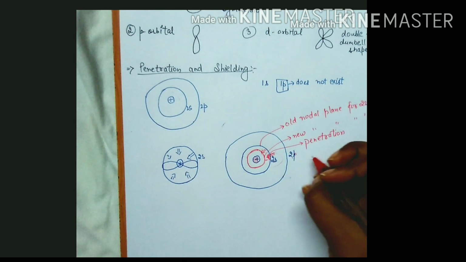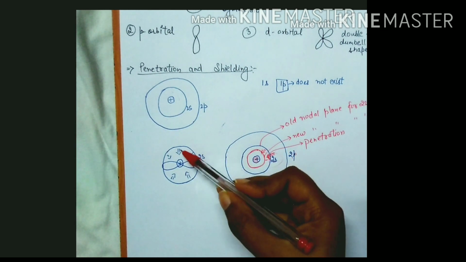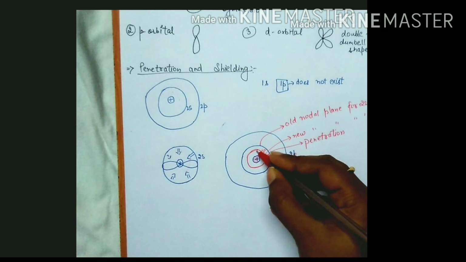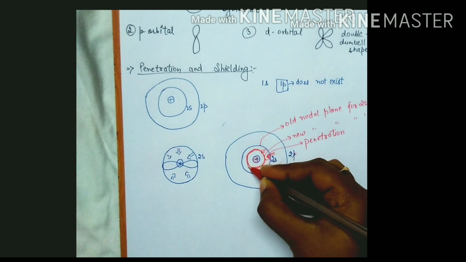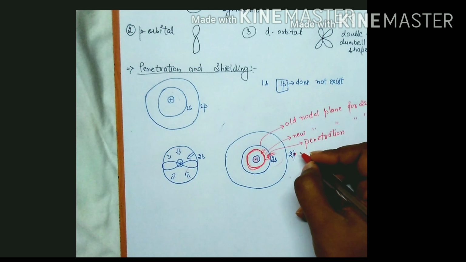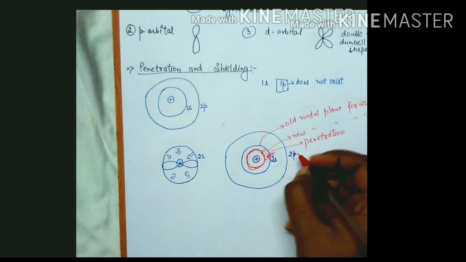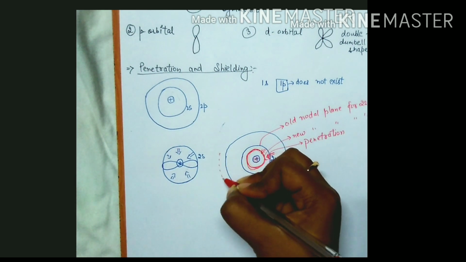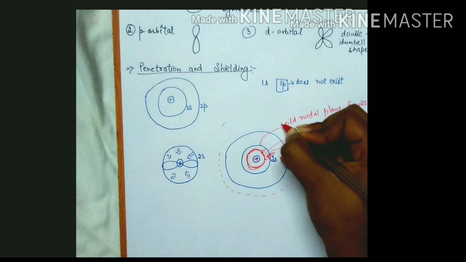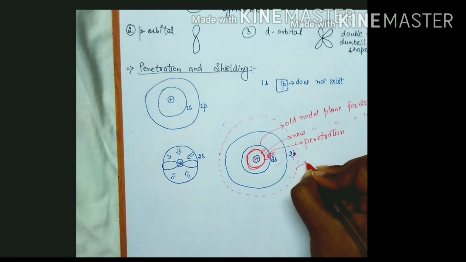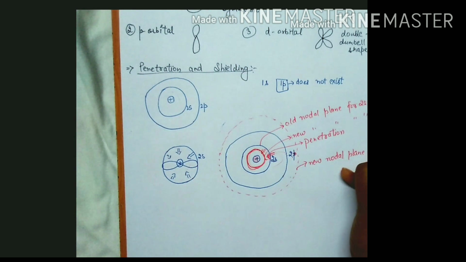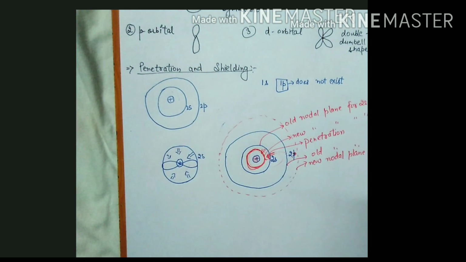After penetration, we're going to find out what happens to 2p. This s orbital is now closer to the nucleus, so it is now going to shield the charge of the nucleus. The positive charge of this nucleus will be shielded more by this 2s orbital. So 2p now does not feel that much attraction from the nucleus, so it will not remain at this distance. Because it is not feeling that much attraction, it will go somewhat here. This is the new nodal plane of 2p, and this was your old nodal plane of 2p. Okay, so I'll summarize once again.